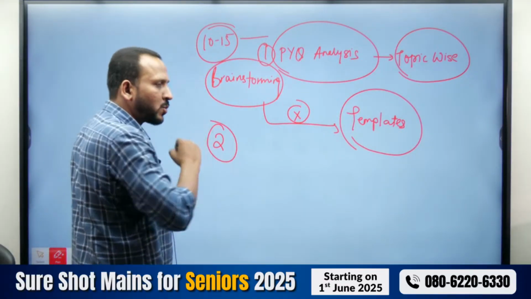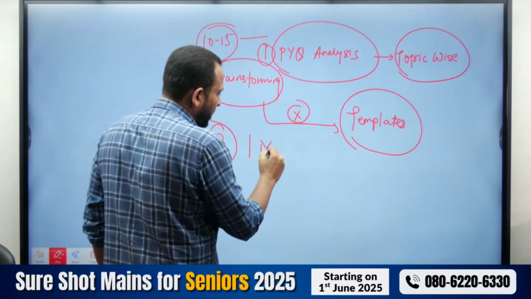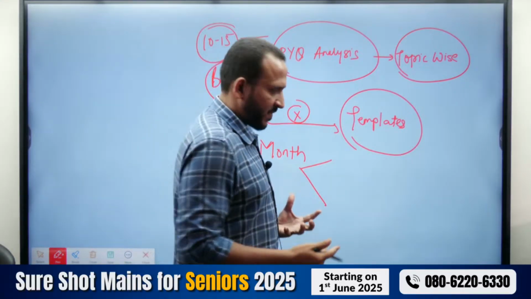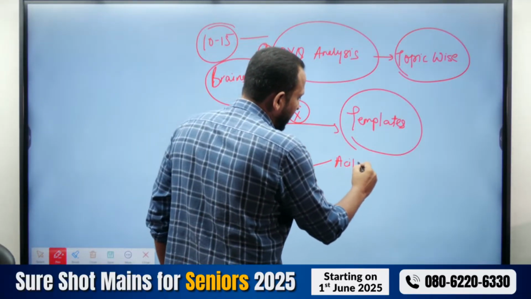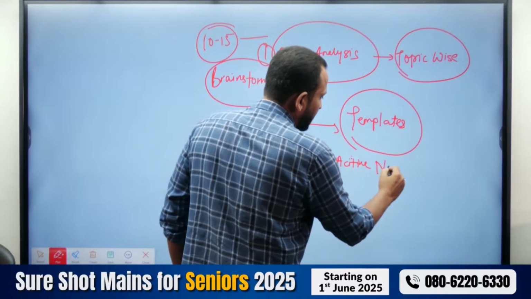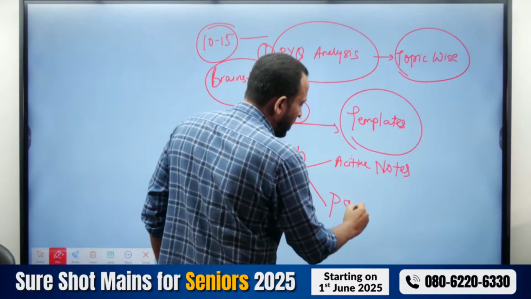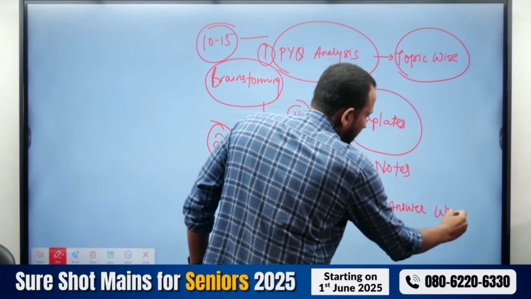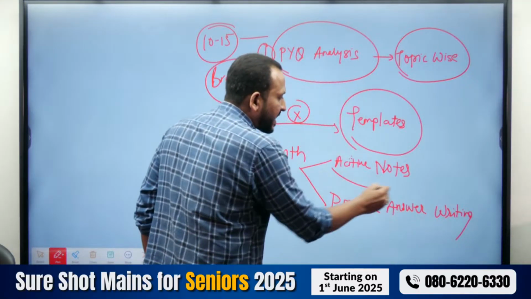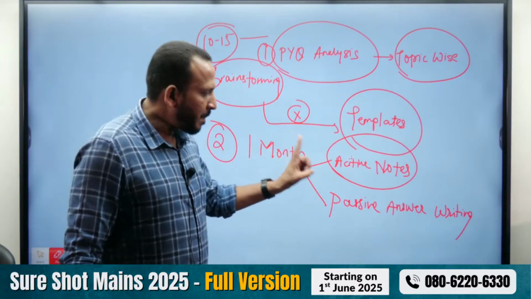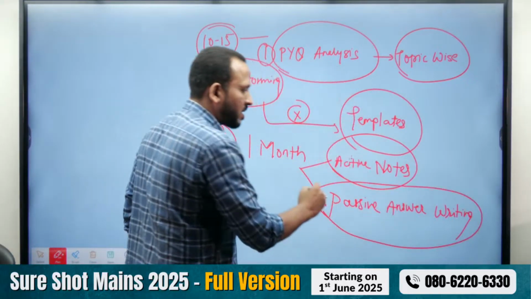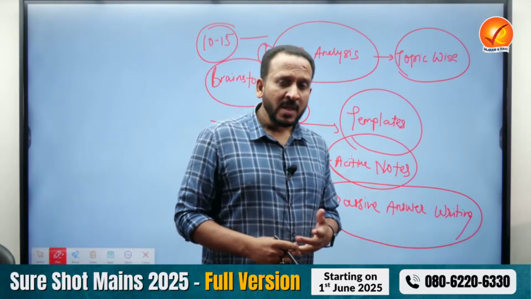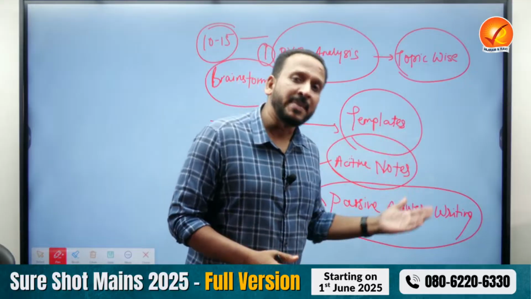The second point you need to understand is the first month. In the first month, you need to be very active as far as notes are concerned, and you have to start with passive answer writing. I am not saying you have to ignore answer writing, but active notes making in the first month, passive answer writing in the second month, right? So on the same line, we have designed our main scam program, where we will share 5 questions on a daily basis, right?